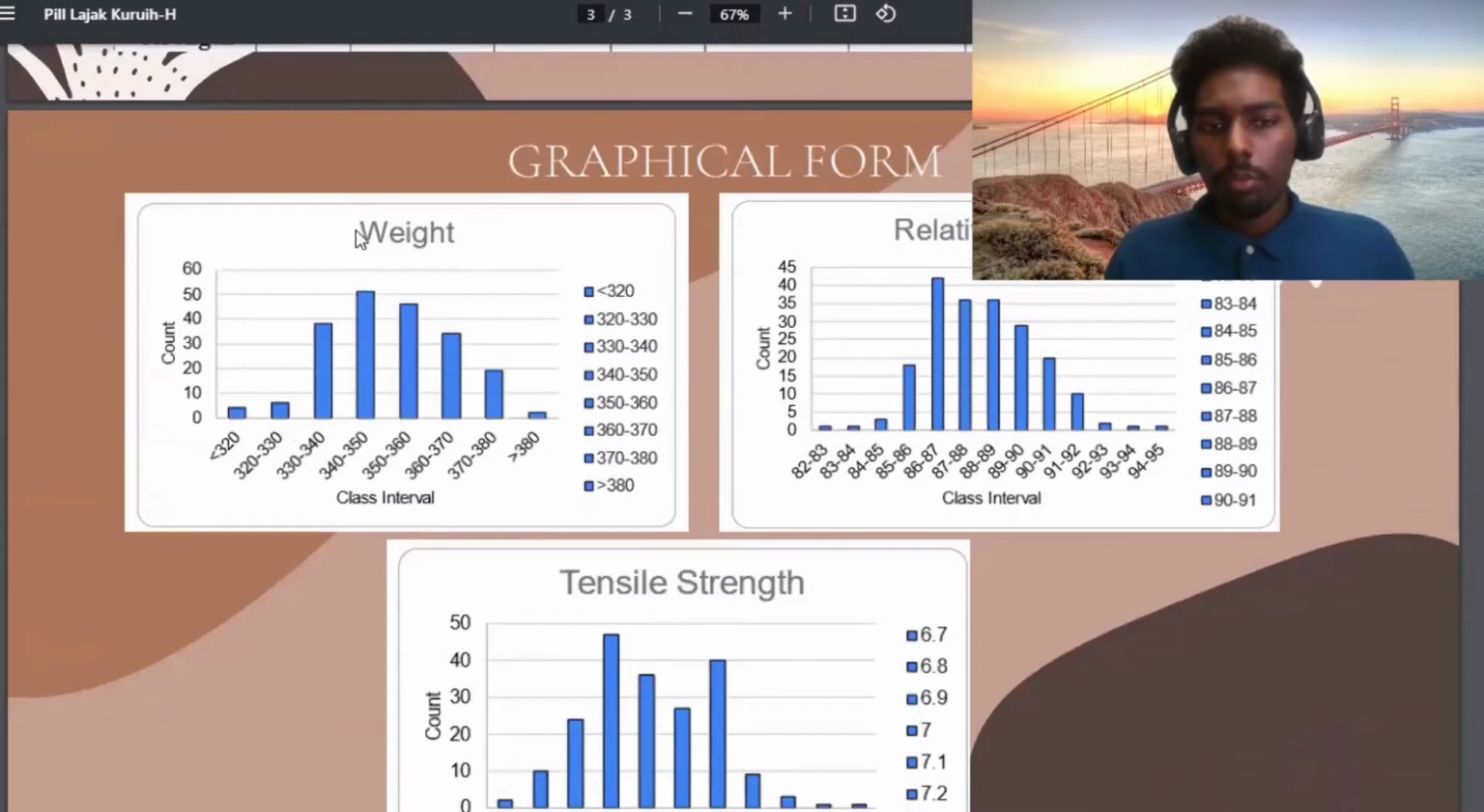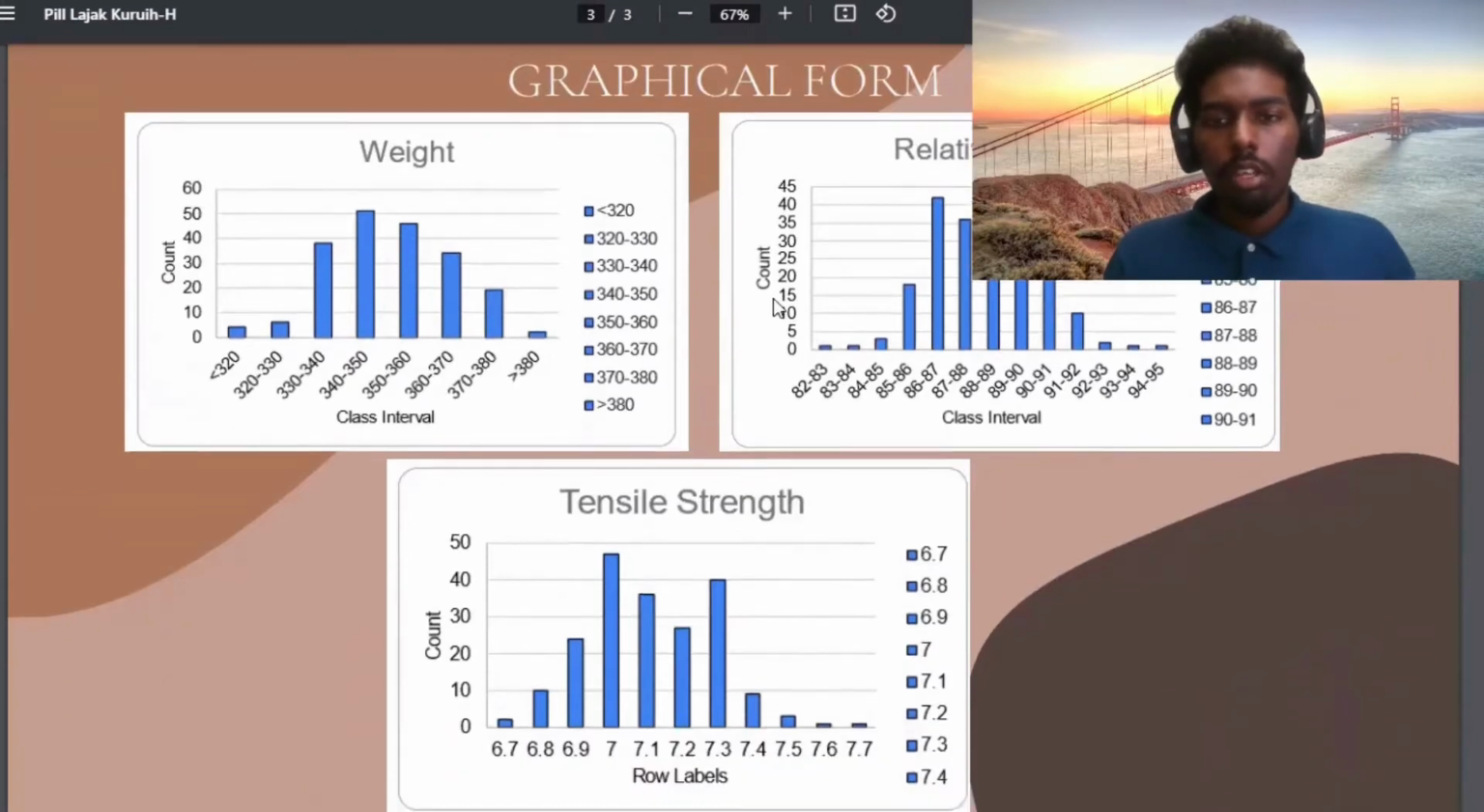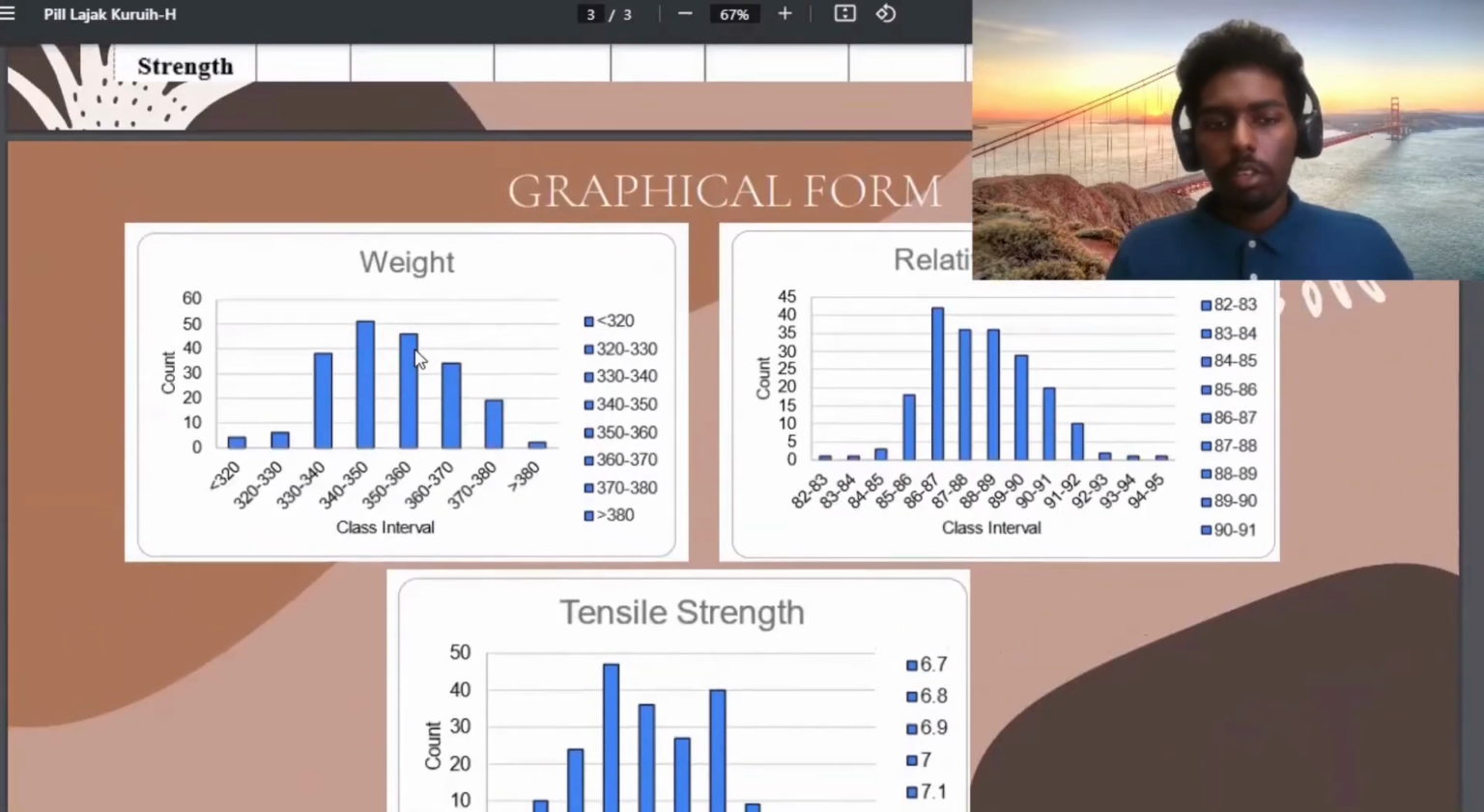As you can see easily from the histograms before us, for weight it's very packed between 340 to 350, and the extreme ends are the lowest in frequency. Relative density shares the same pattern, where the ends are extremely low while the middle is higher, with just an uneven change here between 86 to 87.